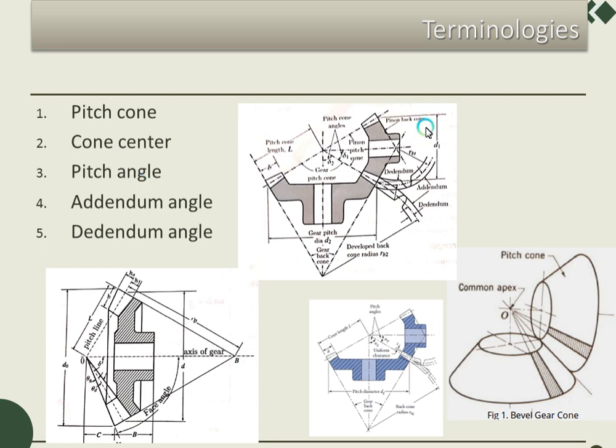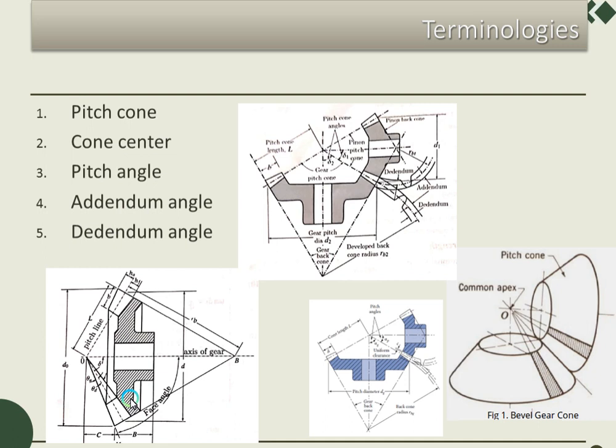Pitch angle, as I have represented here, delta 1 and delta 2, is the angle made by the axis of the gear to the pitch line of the gear. We call it the pitch angle, and it is represented by delta. So the angle made by the gear axis and the teeth axis or the pitch line, we call the pitch angle. Similarly, we have addendum angle.